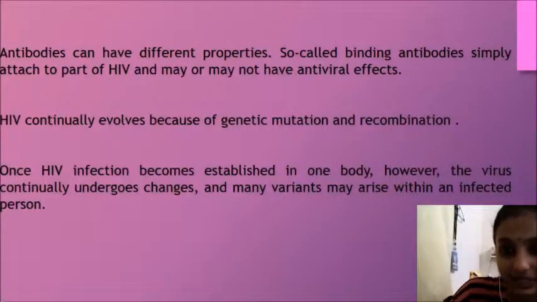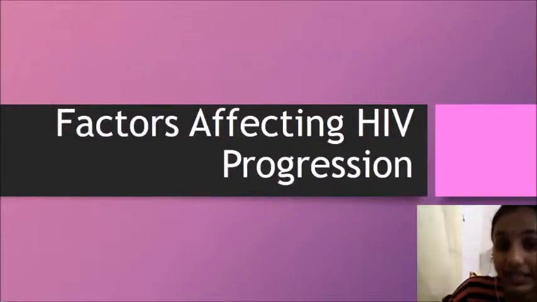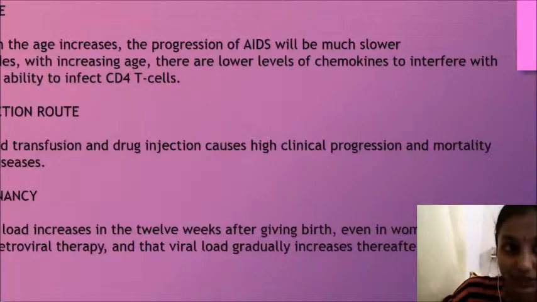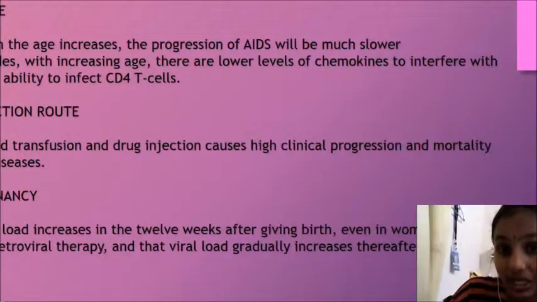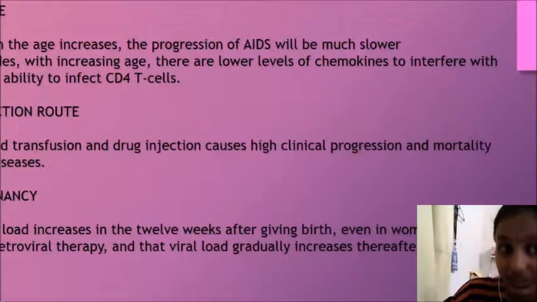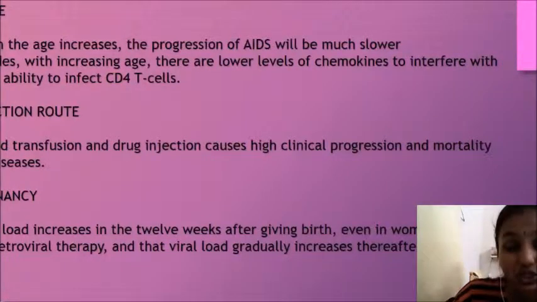There are many factors affecting HIV progression in our body. Some of that is age. When the age increases, the progression of AIDS will be much slower. Besides, with increasing age, there are low levels of chemokines to interfere with HIV's ability to infect CD4 T cells.